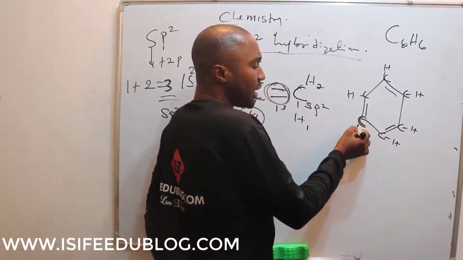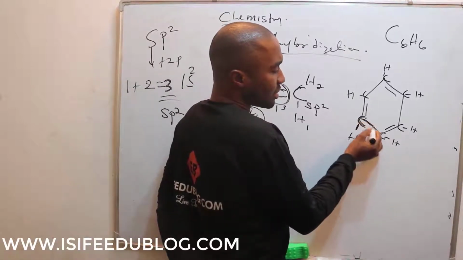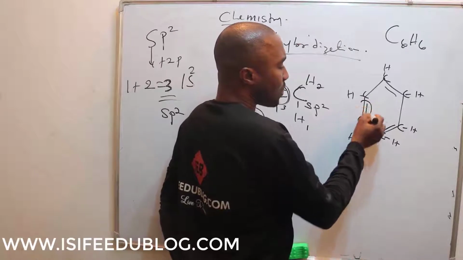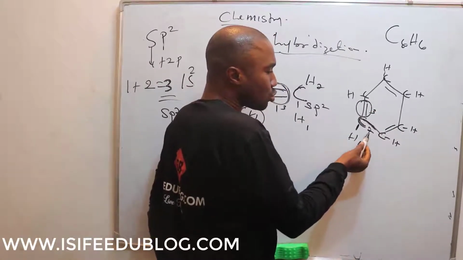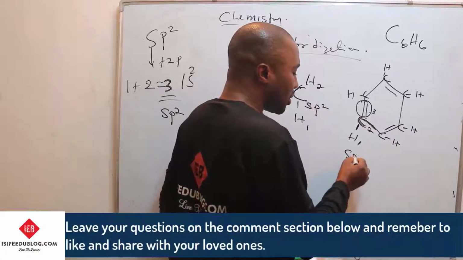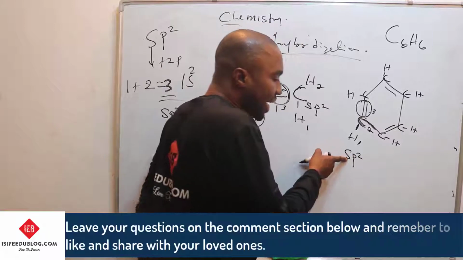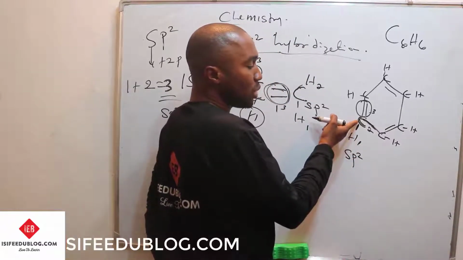This carbon is bonded to 1 hydrogen. This is 1. Another attachment he has is this one, which is 2. Another attachment he has is this one, which is 3. So the number of attachments is 1, 2, 3. And we say that anything that is having 3 attachments is undergoing SP2. That is 1s and 2p. So this is SP2 hybridized.